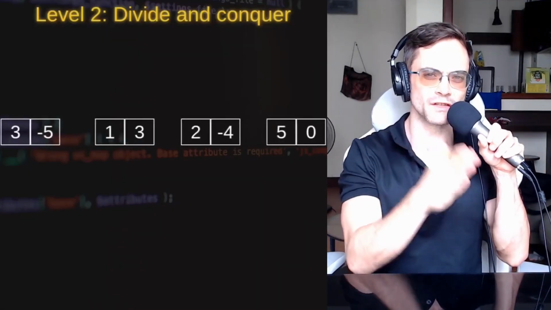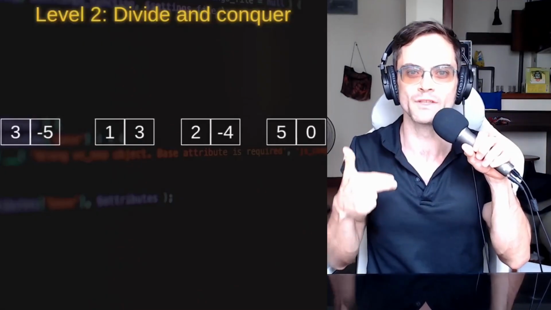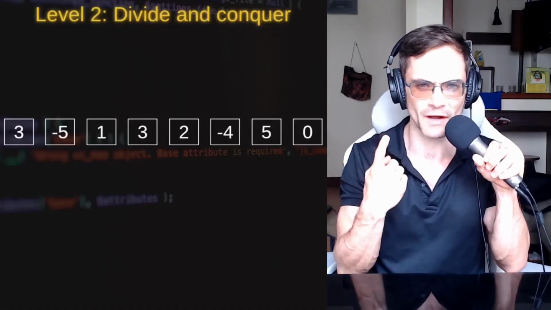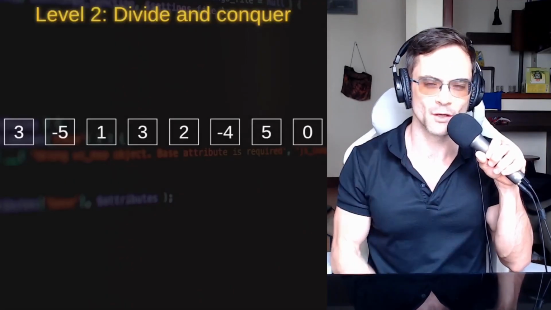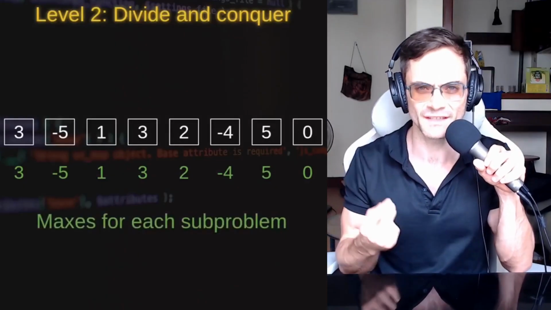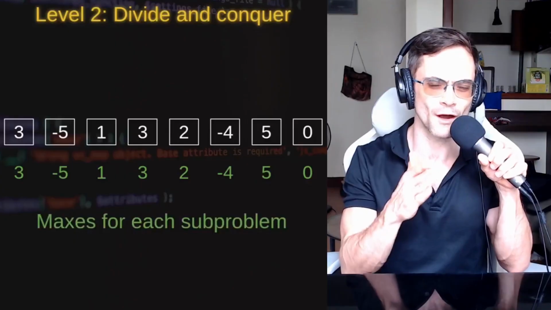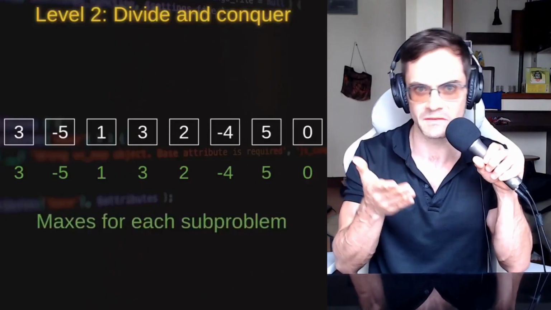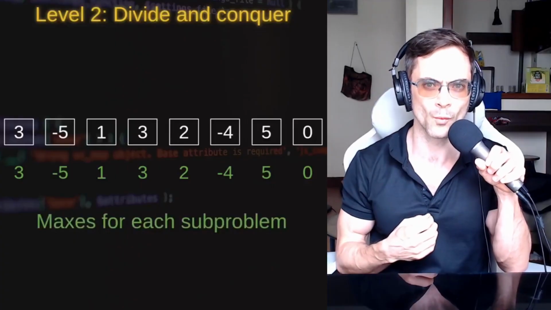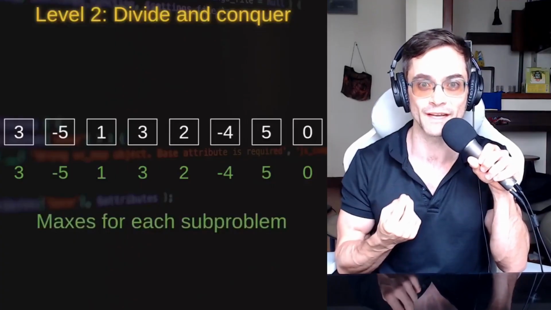So basically we just keep dividing until we get down to individual items. Then the max of a subarray consisting of just one item is of course just that item. So these single numbers are all maxes for smaller subproblems consisting of one item. Now divide and conquer sounds like it does two things, divide and conquer, but it actually does three, with the third one being combine, and that's what we need to do now.